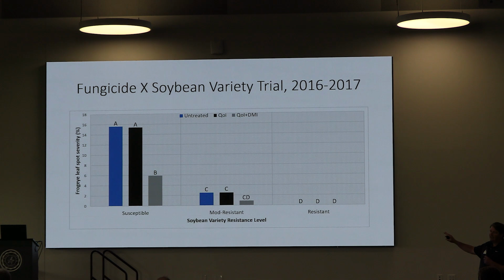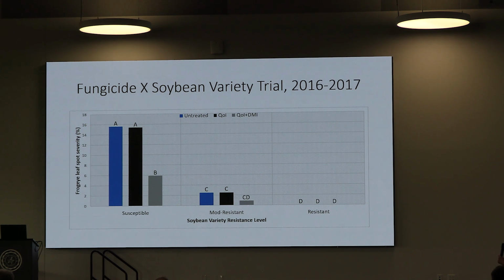And what you're looking at is frogeye leaf spot severity. So what we do is we make these applications at R3, and then we come back about 4 weeks later and we evaluate the upper canopy, the leaves on the highest leaves, and we estimate the percent of the leaf area that is affected by frogeye leaf spot. So in this case, the higher the bar, that meant the more disease. You can see our 3 different varieties: susceptible all the way to your left, moderately resistant in the middle, and resistant all the way to the right. And then the different colors of bars represent the different fungicide treatments. So the untreated was the blue bar, the strobilurin fungicide was the black bar, and the gray bar was that mixture of the QOI and DMI.